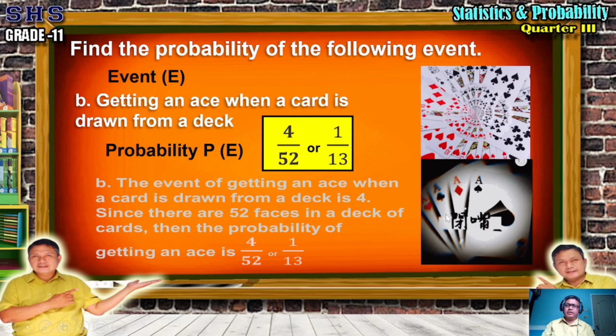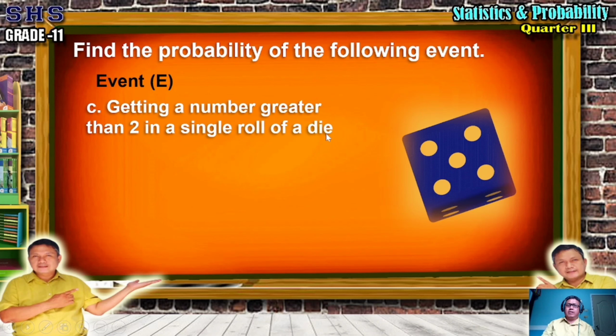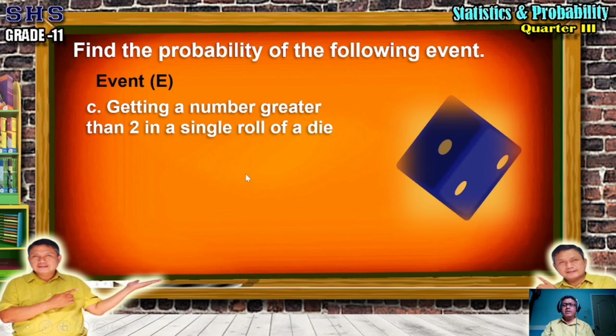Okay, next, how about letter C? So the next event is this. Letter C, getting a number greater than 2 in a single roll of a die. Okay, so again, how many faces do we have? So we have 6. Ang sabi dito, getting a number greater than 2. What are those? So we have 3, 4, 5, and 6. So it means there are 4 outcomes.